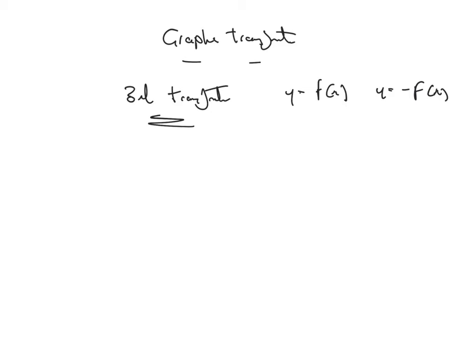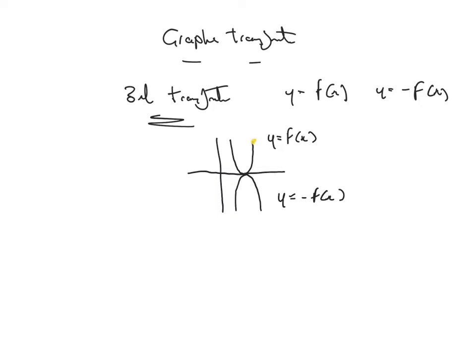Okay. Now what that does to a graph is it inverts it in the x-axis. So if you've got a graph like that, and that's y equals f of x, when you draw y equals minus f of x, it inverts it in the x-axis. Okay, now think about what changes there and what doesn't change.